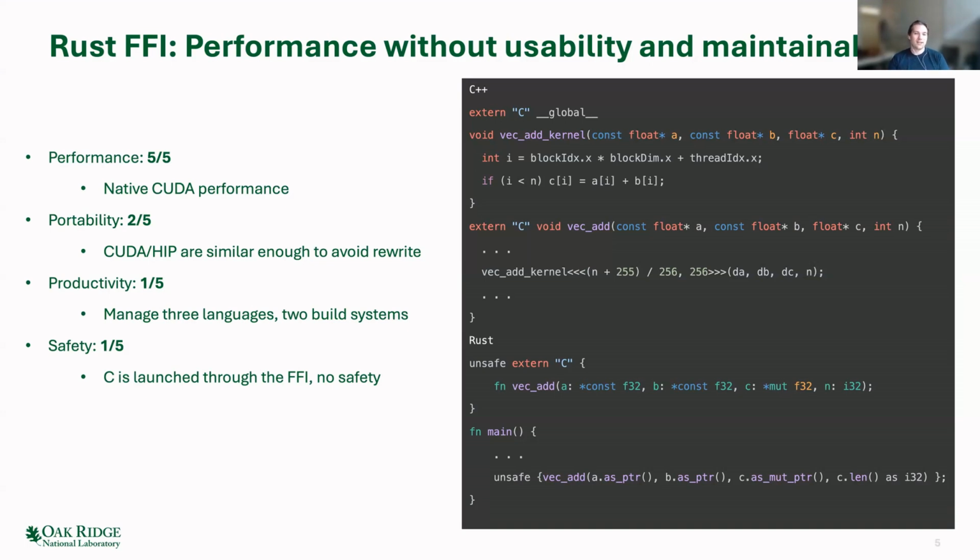Productivity, absolutely not. It's a 1 out of 5. You're managing three different languages and multiple build systems. Very hard, very buggy. And safety, I'm just calling C from the FFI, so absolutely no safety. None of Rust's guarantees are enforced. You're pretty much just going to a different language, right?